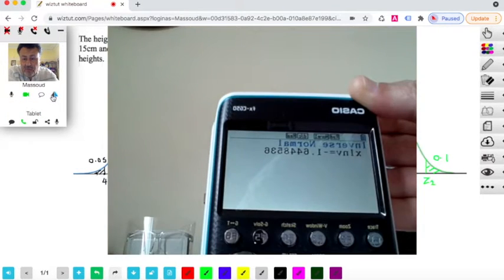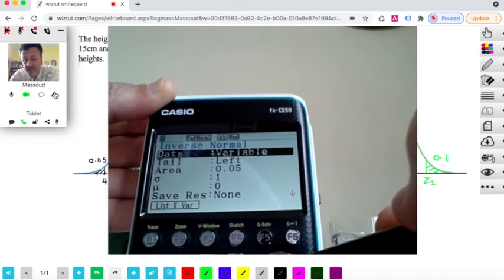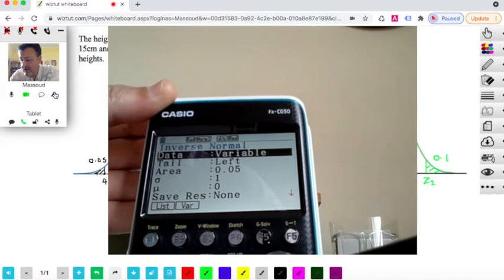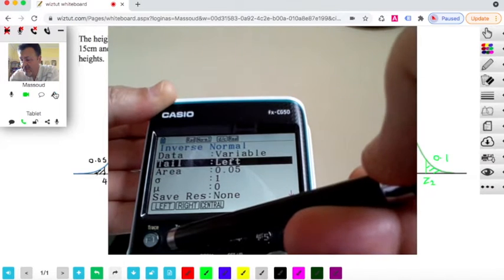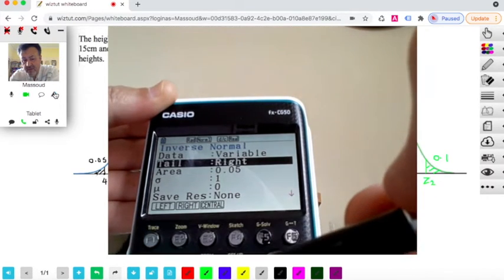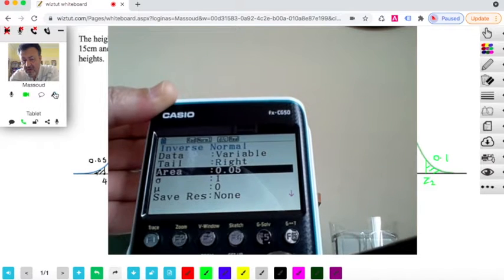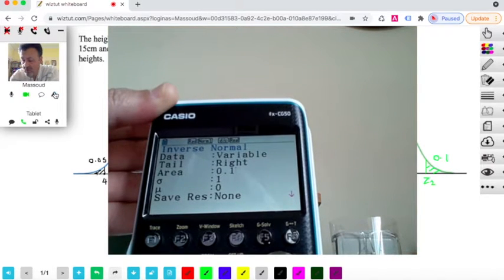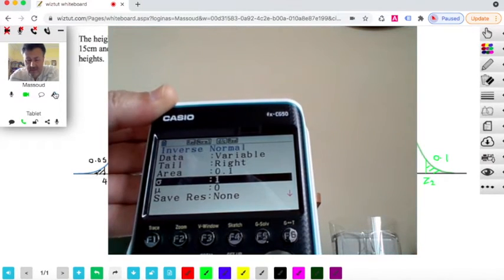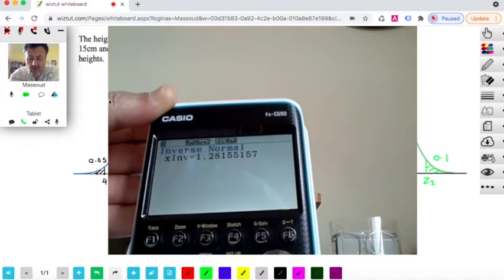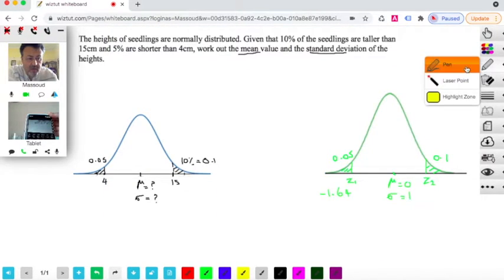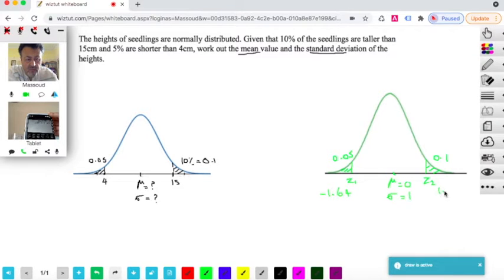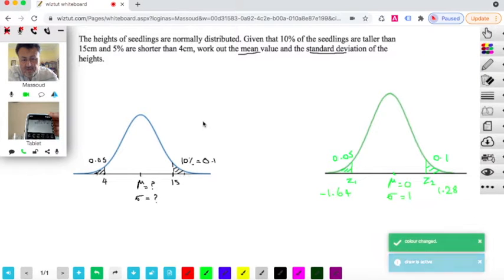So again, let's go to the calculator and find the right tail. So for the right tail, I press the right tail. We changed the area. The area was 0.1, and the rest of it stays the same. So again, press the exe, and we get the value of Z2 as 1.28. 1.28 for Z2.